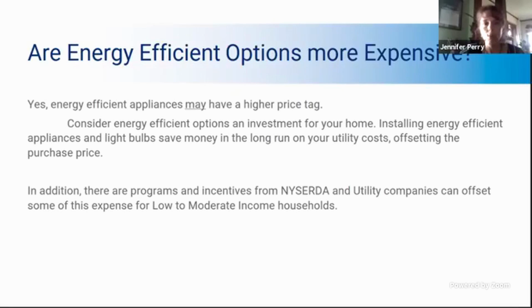But also be aware that NYSERDA started the program that is funding our jobs here, and the utilities, National Grid, NYSEG, or your local utility, have incentives available depending on your income and which program you're eligible for, that will help offset some of those costs. So your payback periods shrink even more over time. Again, it's a restructuring of how we think of investment. So, next slide.